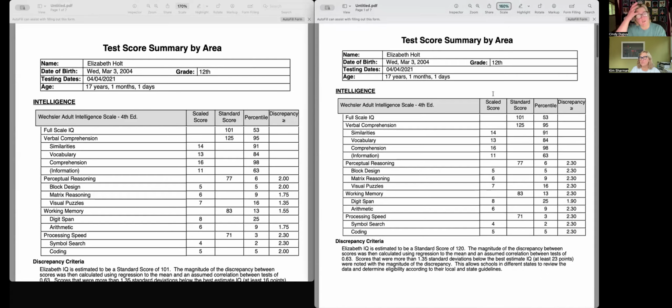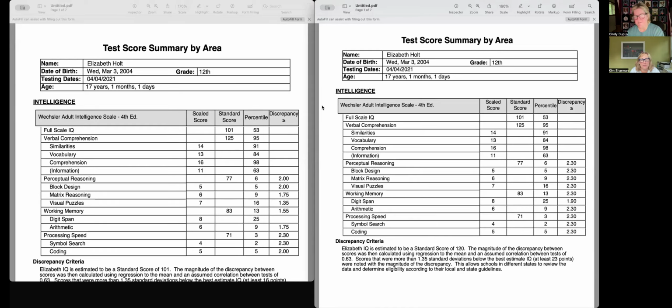Okay, so this is a 17-year-old student who attended one of the most prestigious schools in the Seattle area and did very well there. But what are some things that immediately jump out to you, Kim? Wowie kazowie. Full scale IQ is 101, but verbal comprehension is 125.